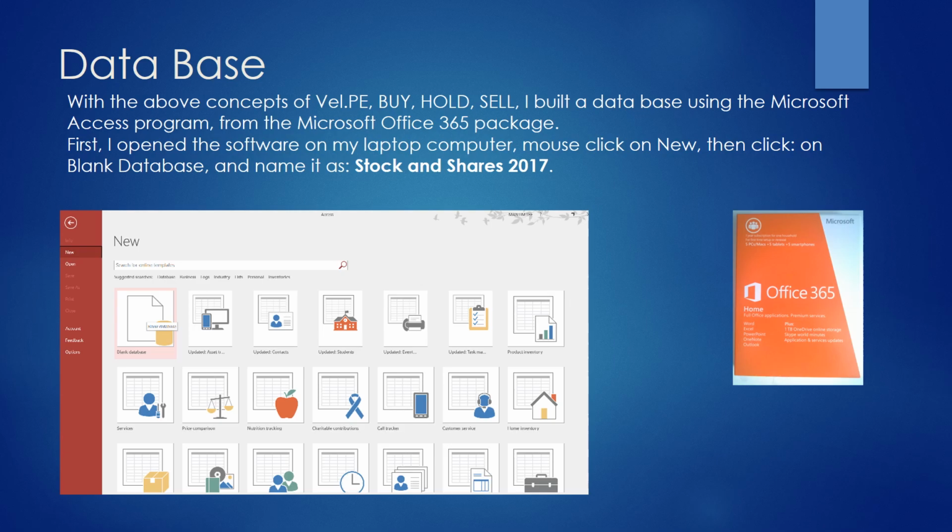With the above concept of velocity PE, buy, hold, sell, I built a database using the Microsoft Access program from the Microsoft Office 365 package. First, I opened the software on my laptop computer, mouse click on New, then click on Blank Database and name it as Stock and Shares 2017.